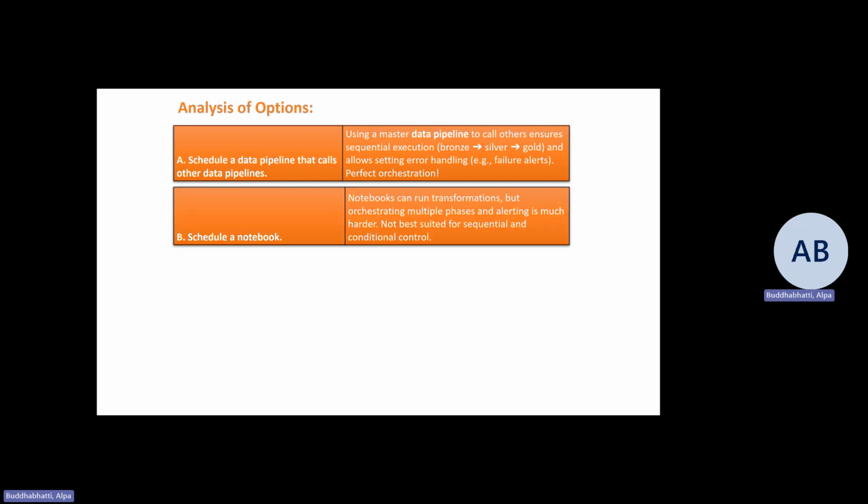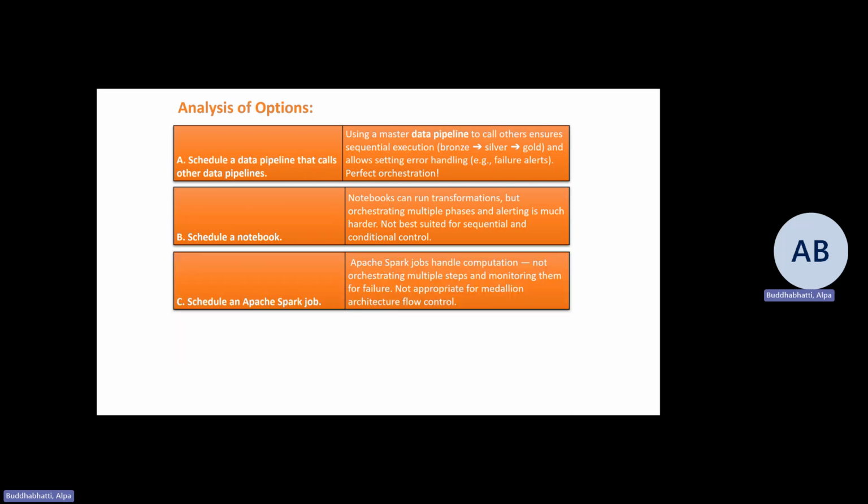The second option is notebooks. If you schedule notebooks, they cannot fit the requirements in a perfect way, so we cannot use notebooks. We use notebooks for transformation, mainly big data transformation, not for orchestration of multiple phases, alert settings, or monitoring stuff like that. Scheduling Apache, again, that is also not an option because you cannot use that for orchestration purposes, specifically medallion architectures.